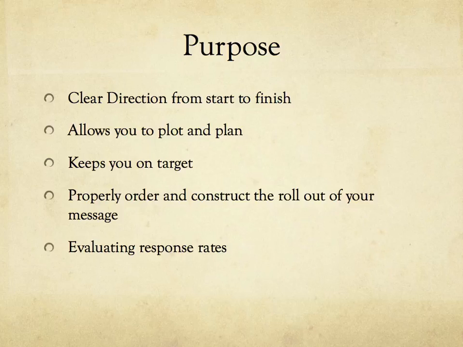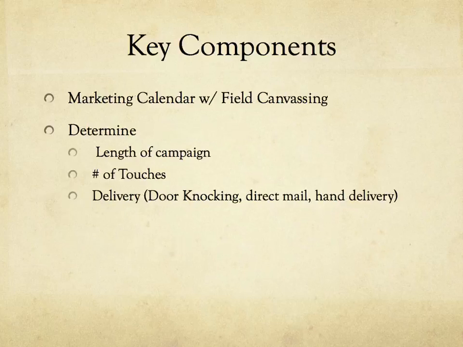Okay, so the next thing that I want to talk to you guys about is what the key components of a marketing calendar are. So for your marketing calendar, for your field canvassing marketing calendar, right? And remember, we're doing 2 campaigns at once. You want to first determine the length of the campaign, the number of touches, and that's going to be important. If you say you want to do 8 touches, you're probably not going to do 8 touches in just 2 weeks, right? That's probably just a little too much, maybe just a little bit too aggressive.